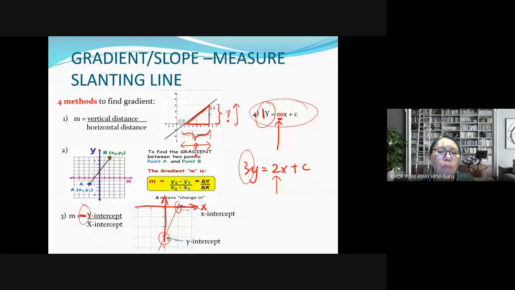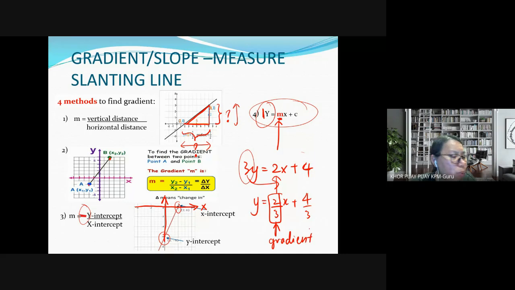So what you do? Move these 3 away first, you divide. So you have y equals to 2 over 3x plus, let's say this is 4 lah, for example. Then you 4 over 3, for example. All on the right, you divide by 3. Okay, then only you say, this number here beside my x, this is my gradient. Nombor di tepi x, bila y ialah 1, then only this is my gradient, m.